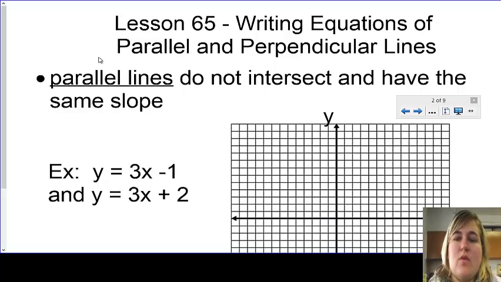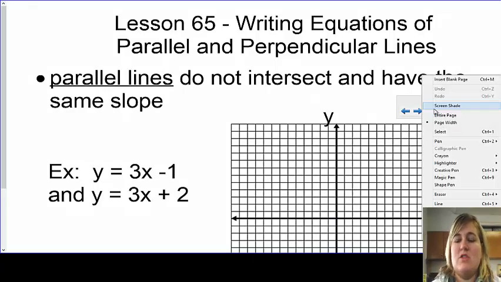Lesson 65, writing equations of parallel and perpendicular lines. Okay, so it says parallel lines do not intersect and have the same slope.